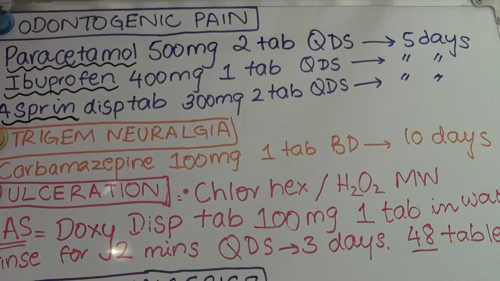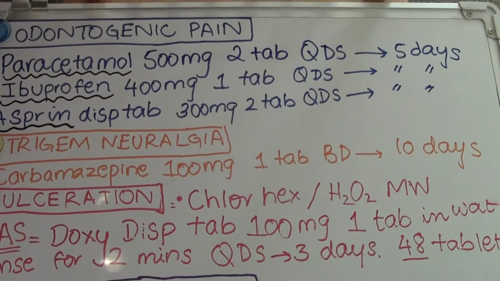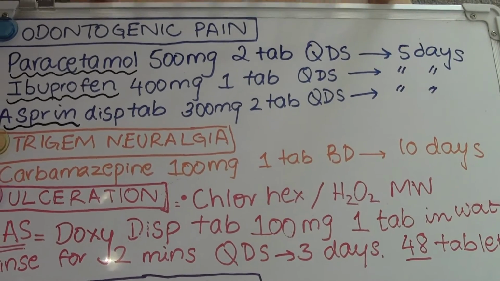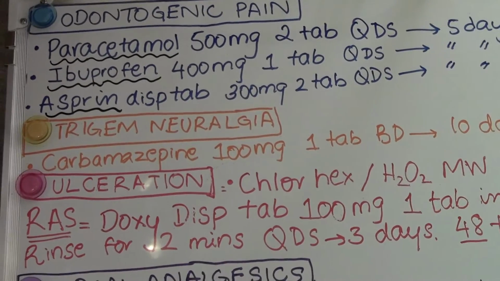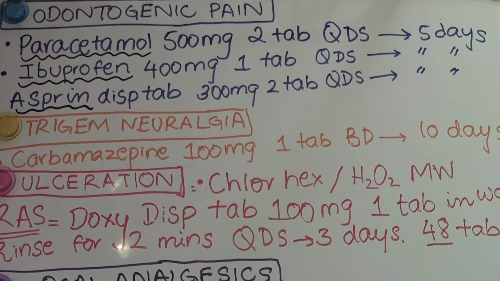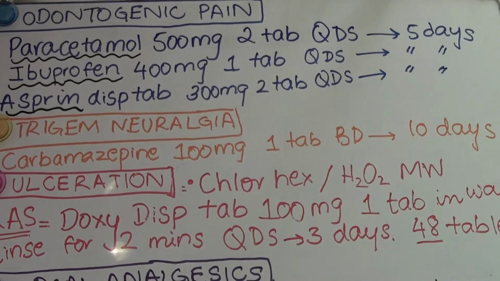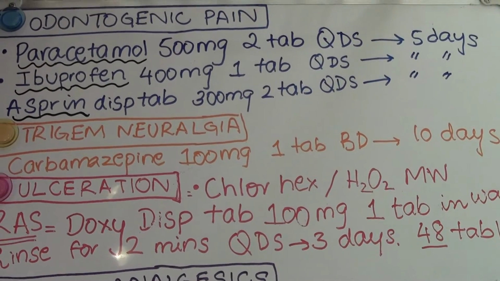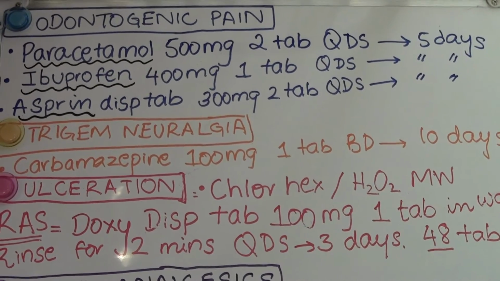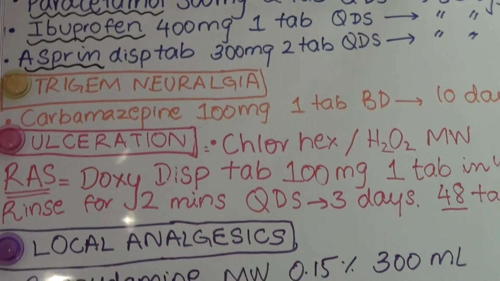Now, paracetamol, ibuprofen, aspirin, one thing that they have in common is that they're all given 4 times a day, and secondly, generally our treatment regimen is for 5 days. The difference is that paracetamol is given as 500 milligrams, 2 tablets, again 4 times a day for 5 days, and ibuprofen is given as 400 milligrams, 1 tablet 4 times a day for 5 days. Aspirin is the dispersible kind that we prescribe, and it's given as 300 milligrams, 2 tablets 4 times a day, again for 5 days.